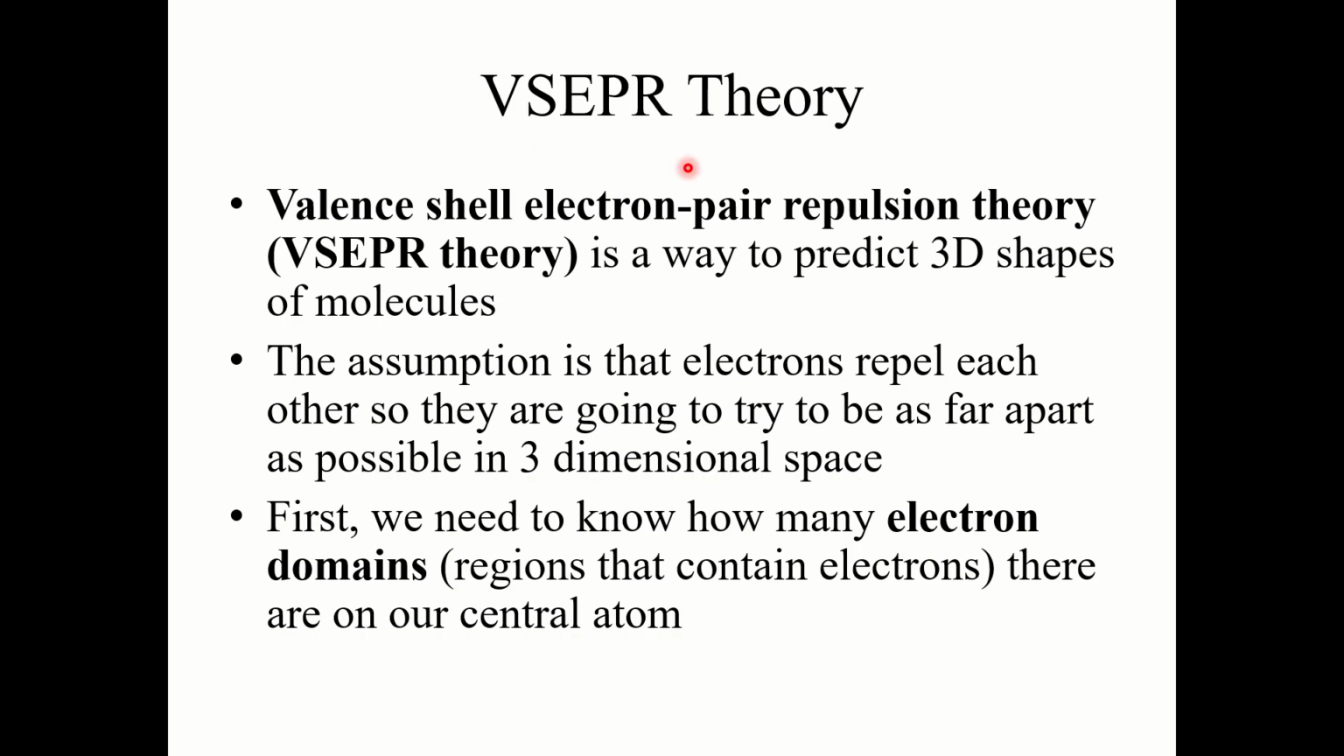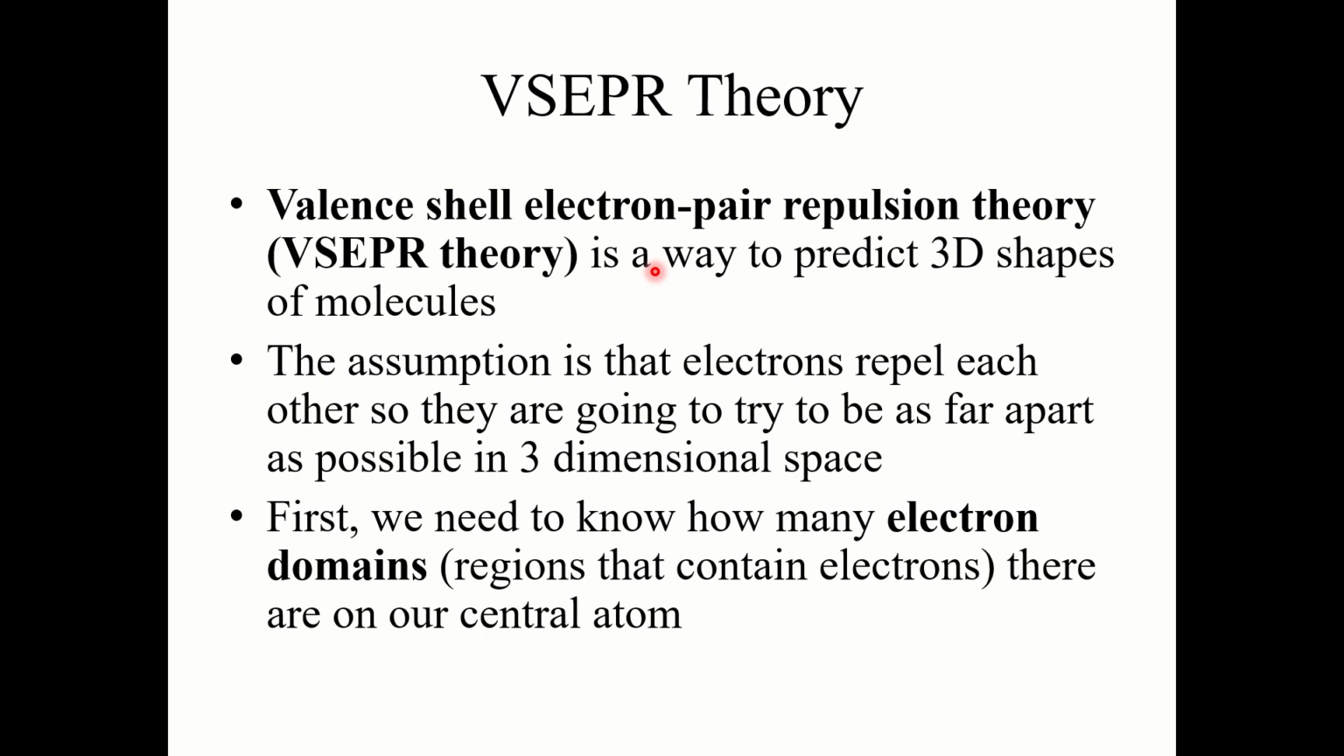Sometimes people call it VESPER theory, since that's a little easier to say. I learned it as VESPER theory, and this stands for valence shell electron pair repulsion theory. This theory is a way to predict the 3-dimensional shapes of molecules. The assumption of this theory is that electrons repel each other, so they're going to try to be as far as possible in 3-dimensional space, right?